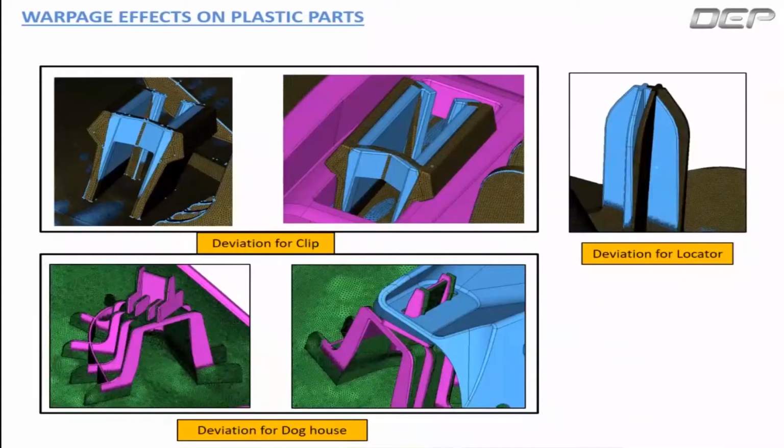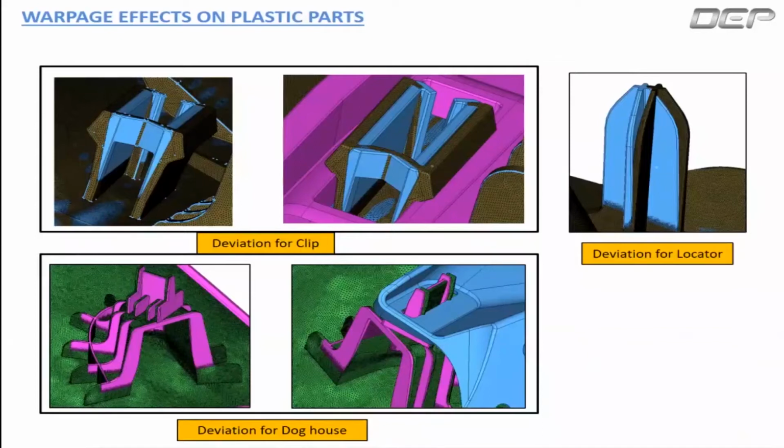Here are the pictures which give a comparison of our nominal design, and when the part gets manufactured, post all the cooling with the shrinkage and warping effect, you can see there are deviations with respect to what we actually expected. You can see the clips can deviate, locators, dog houses, and even the base structure too. But these are all attachment locations. They play a very important role in the assembly process. They need to stick much closer to the nominal shape.